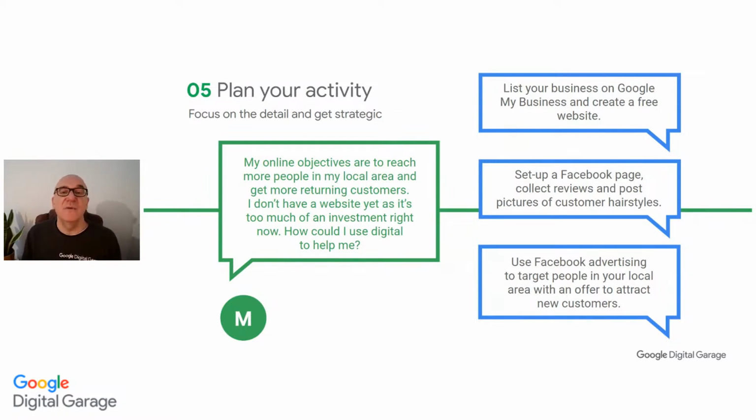You might not be able to afford a big website with all of the features, but you've got an online presence. You can set up a Facebook page, collect reviews, and post pictures of your customer hairstyles to show how good you are as a hairdresser if you were Max. Use Facebook advertising. Again, organic reach is pretty much zero, so remember that you need to pay on occasions, and perhaps include an offer. People love offers, so that you can attract new customers.